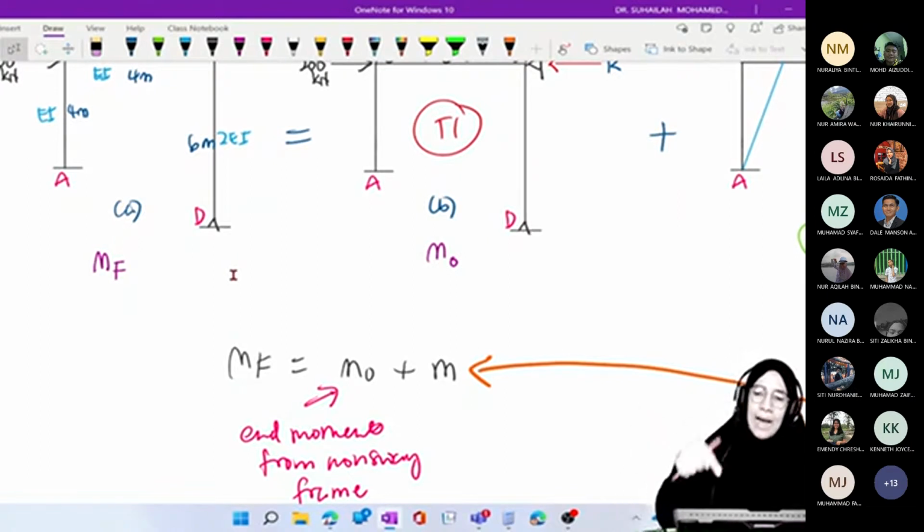So when we apply into formula, A tu adalah M final, B adalah M naught, C adalah M. Okay, but in this case, M is unknown because delta is unknown. So formula is M final equal to M naught plus M. Tapi M we do not know the value. So how to get M value?